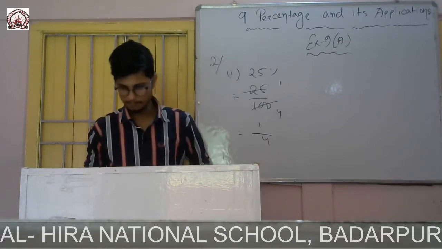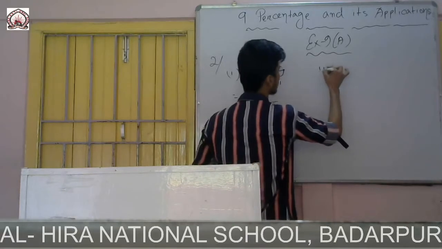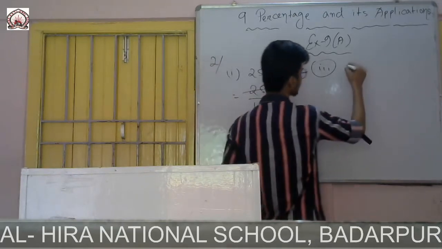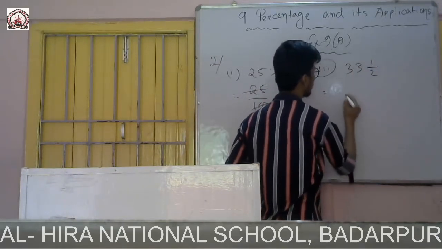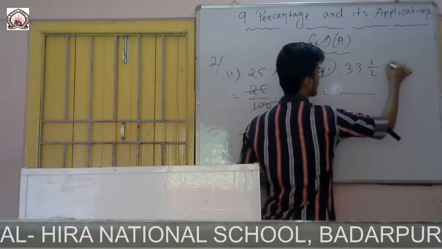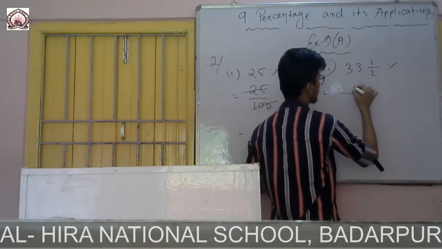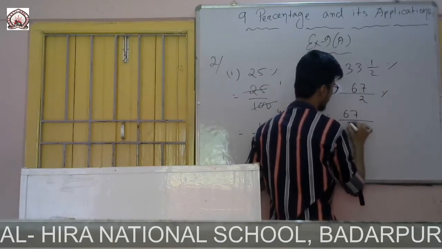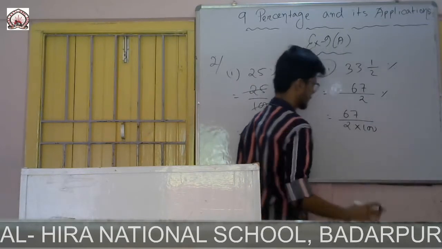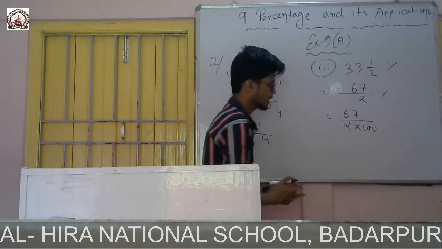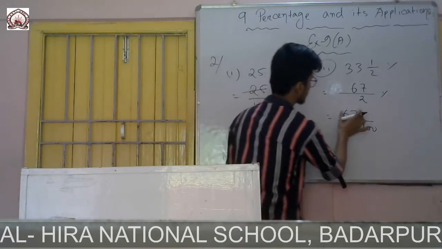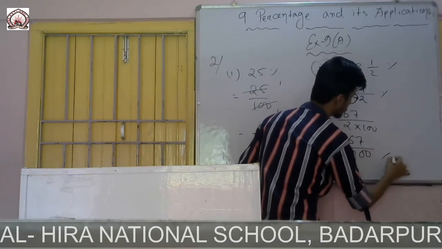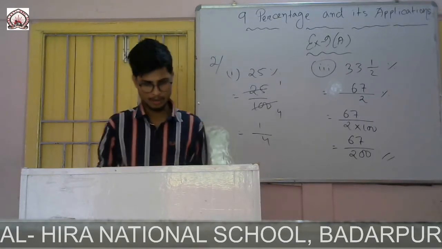Now Roman number 3, it is 33 1 by 2%. 33 1 by 2, I can write it as 66 plus 1, 67 by 2%. Now if I convert into a fraction, I simply divide by 100 after removing the percentage sign. It cannot be cancelled, 67 we cannot cancel, so it will be 67 by 2 into 100, that is 200. This is its simplest form, 67 by 200.